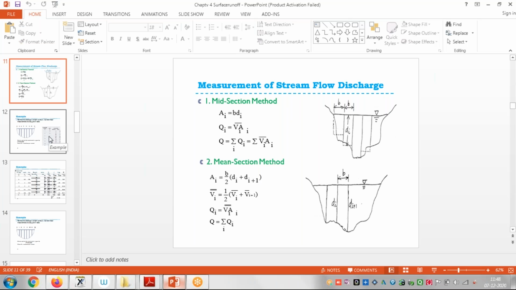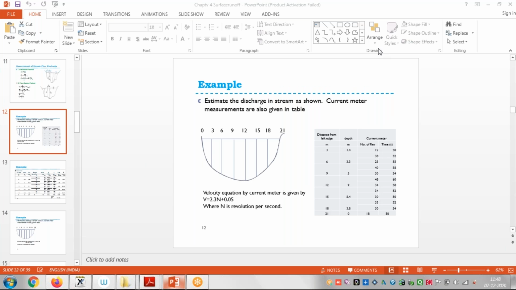So within that, we had seen one problem also, right? This was the problem given, and this was just an example. And here the formula is given. Through this formula, we can calculate discharge, right? Through this, first we can calculate the velocity, right?